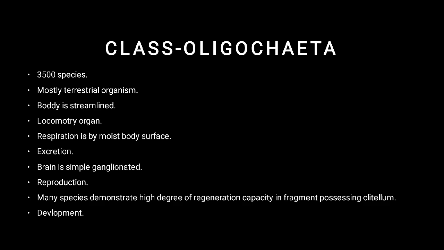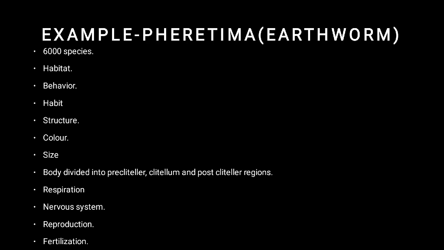Asexual reproduction is commonly seen in some freshwater forms by transverse division of the adult body. Most are hermaphrodite, but cross-fertilization is preferred and occurs externally. Development from the embryo to the adult is direct, without any larval form in the life cycle, and takes place in the cocoon secreted by the clitellum. Example: Pheretima, that is, the earthworm.